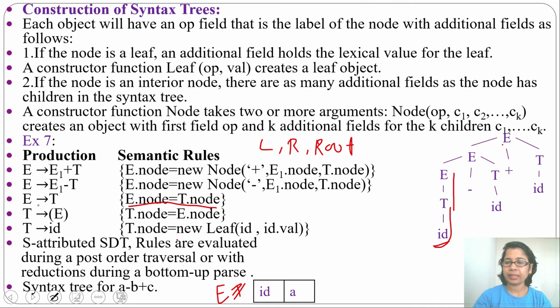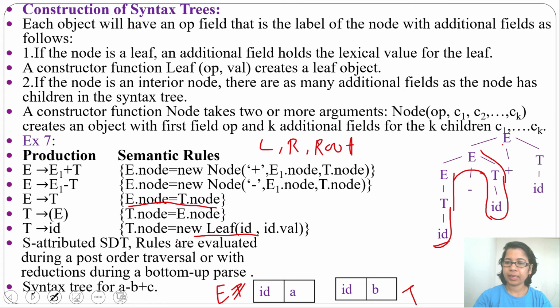Now for E we have visited its left child. Now we'll visit its right child. T has some children, so first we'll visit its left child ID. It doesn't have any right child, so we'll visit its parent. What is the semantic rule for this? T.node equal to new leaf(ID, ID.value). So here we'll create a new node id with lexical value B, and that will be T. T contains this node.